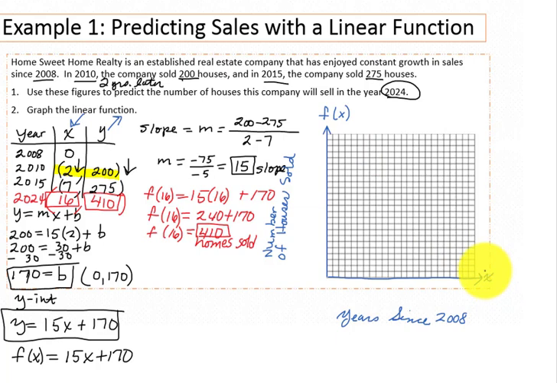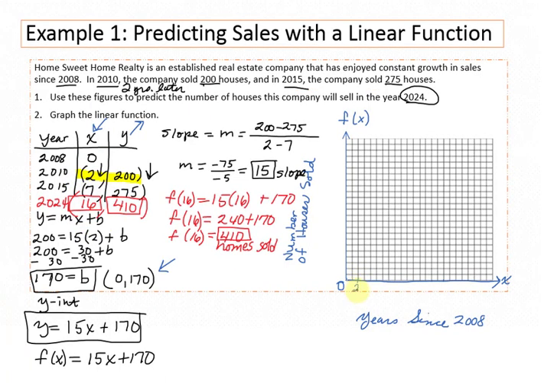So we have x for the input, f of x for the output, and then we title each axis. Input is years since 2008, output is number of houses sold. We're always starting with 0, so don't skip directly to any other numbers. Always start with 0 on your scale. In order to come up with an appropriate scale to accommodate all of the numbers that we need, go to your table of values. I can see I need as low as 0 for x values, and the highest number there is 16. So counting by ones is probably fine.